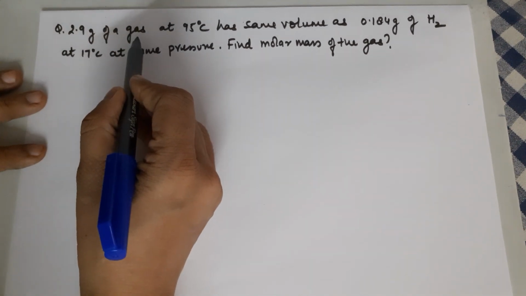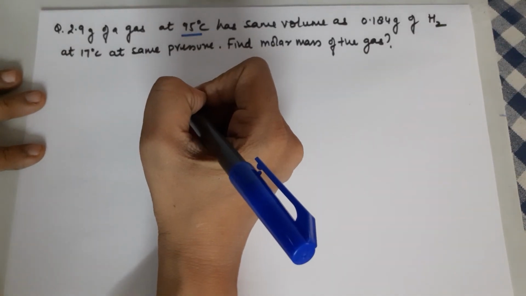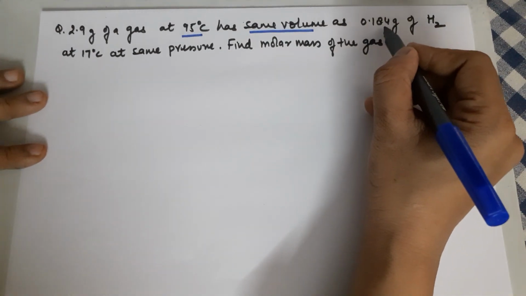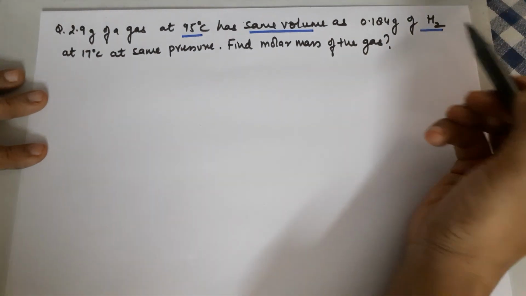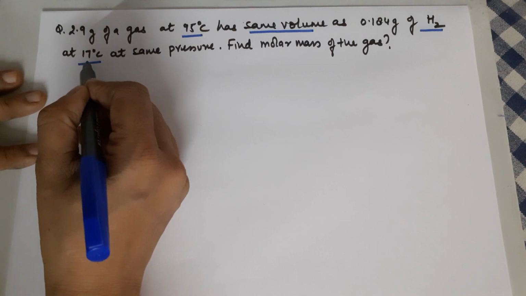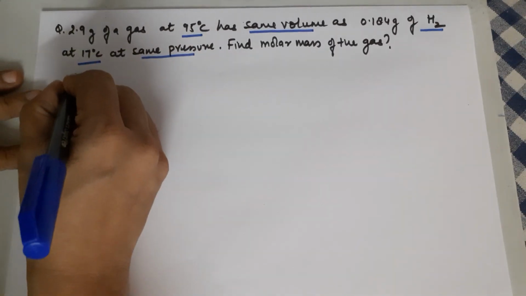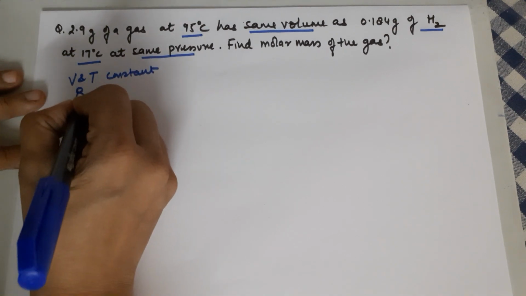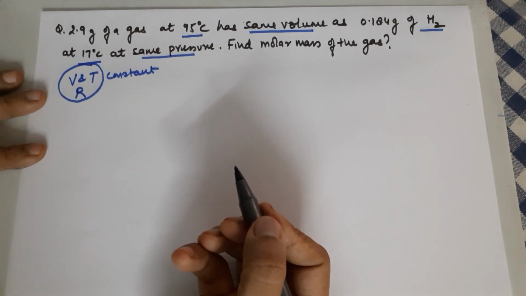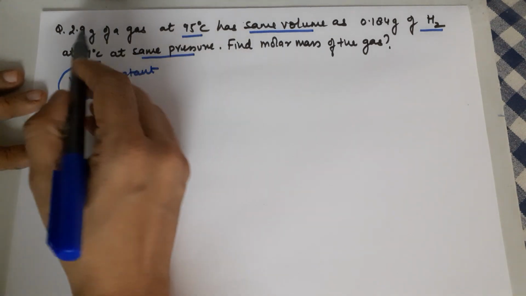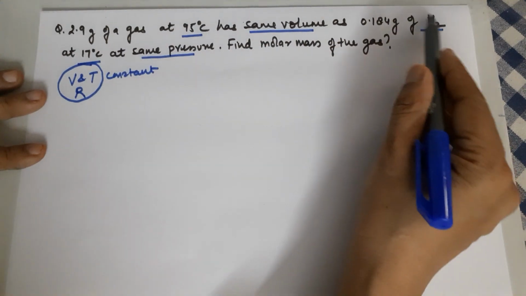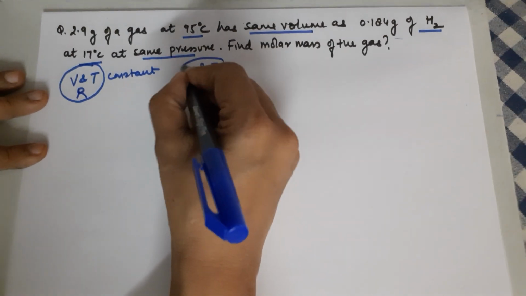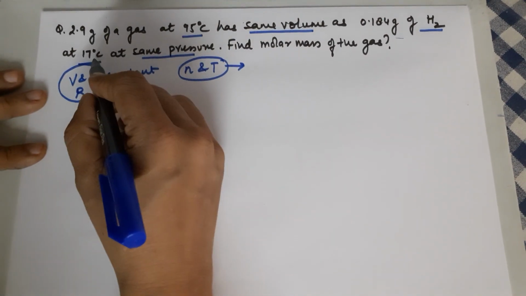2.9 grams of a gas at 95 degrees C, please convert it into Kelvin, has the same volume, means volume remains same, as 0.184 grams of hydrogen gas at 17 degrees C, the temperature is changing, at the same pressure. Therefore, V and T are constants. Also, you know R is also constant. So, V, P and R are constant. Now, what is changing? You have got 2.9 grams of a gas compared to hydrogen. That means number of moles are changing and temperature is changing from 95 degrees C to 17 degrees C.